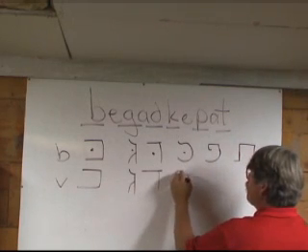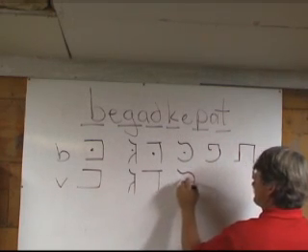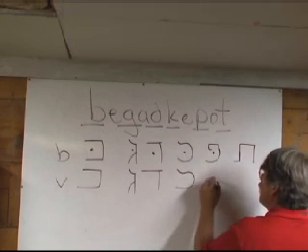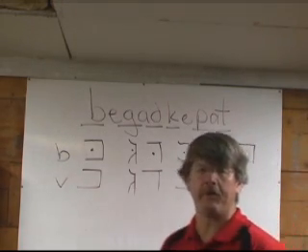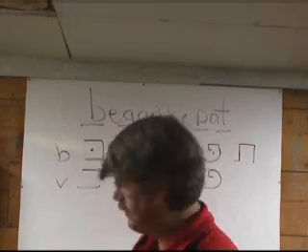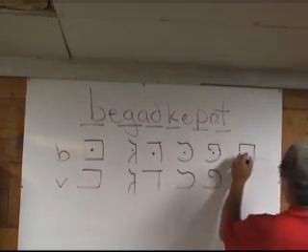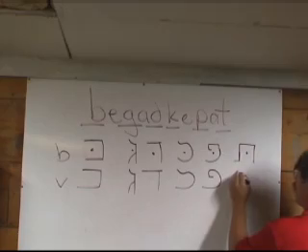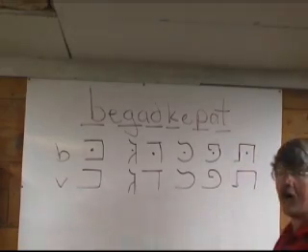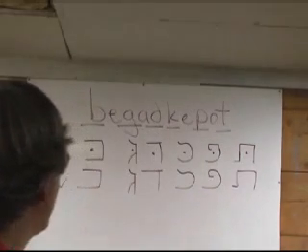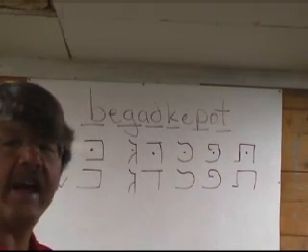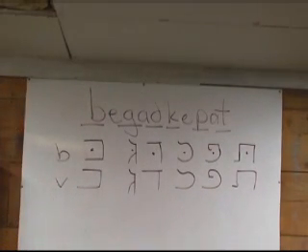With the K, and without it, the pay without the dagesh is more like an F. It's an F. And then the tav, with the dagesh it's a T, a hard T, and without the dagesh, it's almost like a TH, as in they.